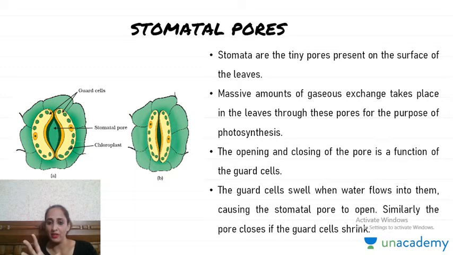I mean, they expand, they swell or they shrink. So by just swelling and shrinking of these guard cells, the stomatal pores open or close, right? This is what it says: the guard cell swells when water flows into them, causing the stomatal pore to open. Similarly, the pore closes if the guard cells shrink. So this was a little bit about the stomatal pores.